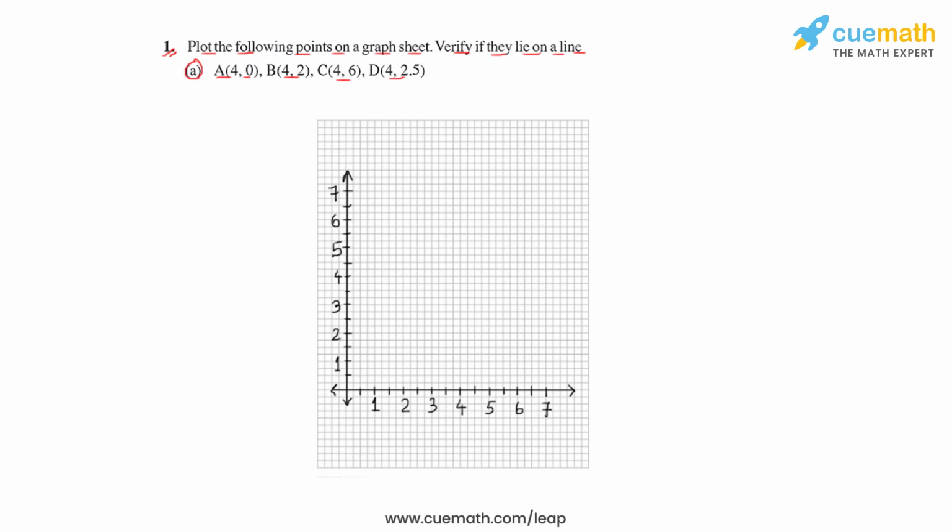Let us now consider a graph sheet where we see that the two axes are already marked, where this represents the x-axis, this represents the y-axis, the vertical axis, and the intersection of the two represents the origin where the value of both x and y is 0. Now if we plot these points A, B, C, D on this graph sheet, we'll get this line graph where this point represents A (4, 0).